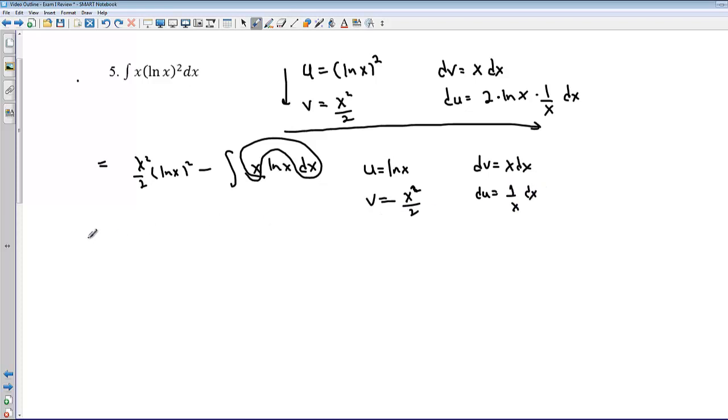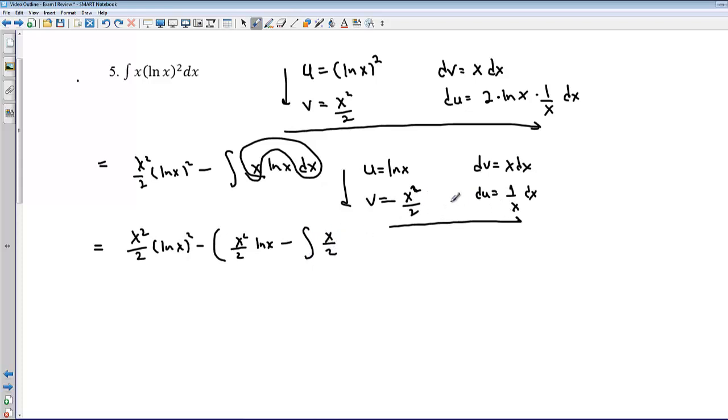And so then this thing is going to be equal to what? You have x squared over 2 times ln of x quantity squared. That term stays. And then minus all this stuff that's going to follow. So you go down and integrate, subtract the integral across. So this is going to be an x squared over 2 times ln of x, and then minus the integral. Now when you multiply these together, the x's cancel, but that 2 is going to stay. So basically you just get an x over 2, because the 2 x's cancel, and then a dx.